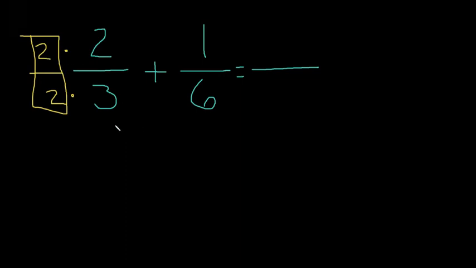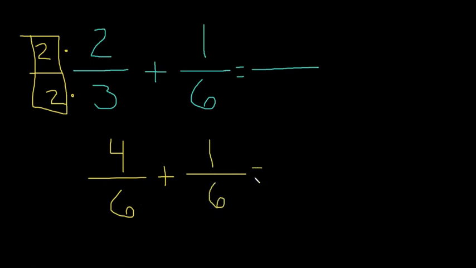So now we have 2 times 2, which is 4. And we have 2 times 3, which is 6. And then we're going to have the addition. And we didn't have to touch this one because we have like denominators now. So now when we add, we keep the denominators the same, and we simply add the top numbers. 4 plus 1 is 5. So 2/3 plus 1/6 equals 5/6.